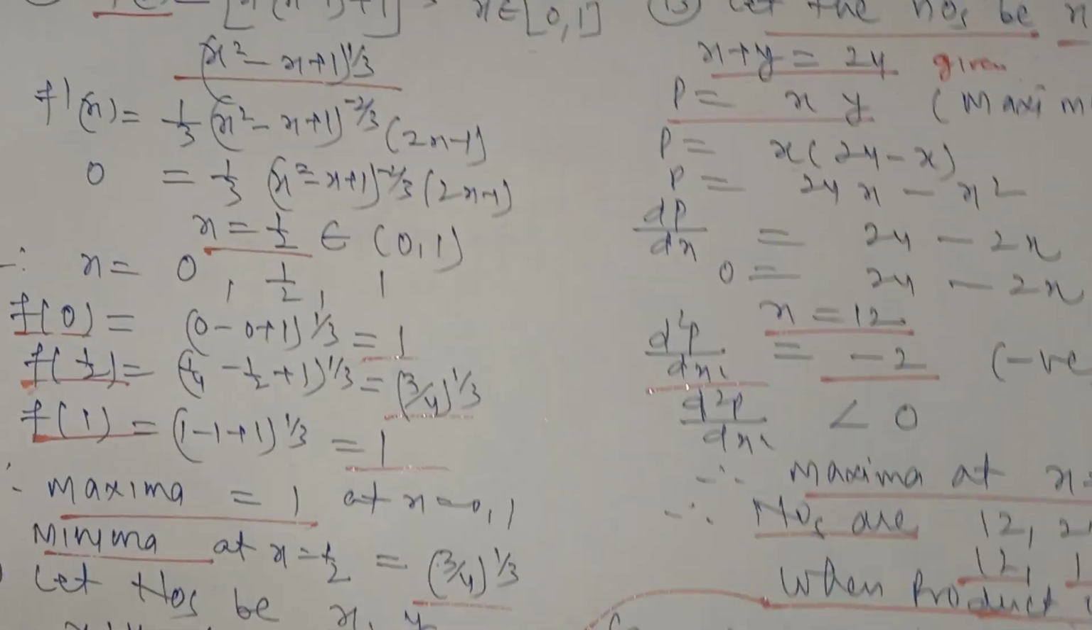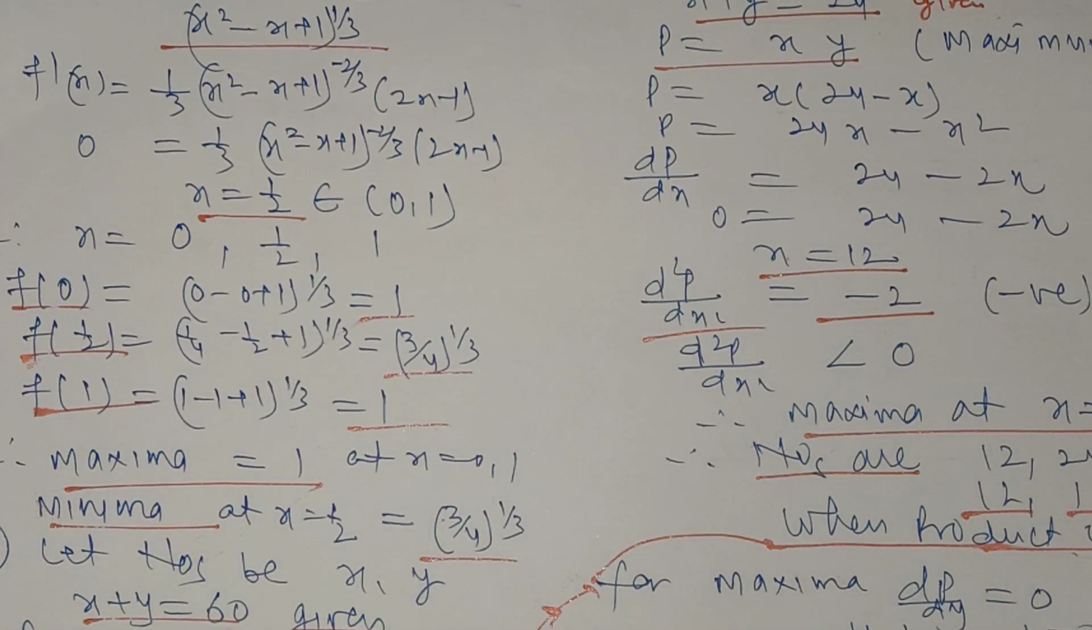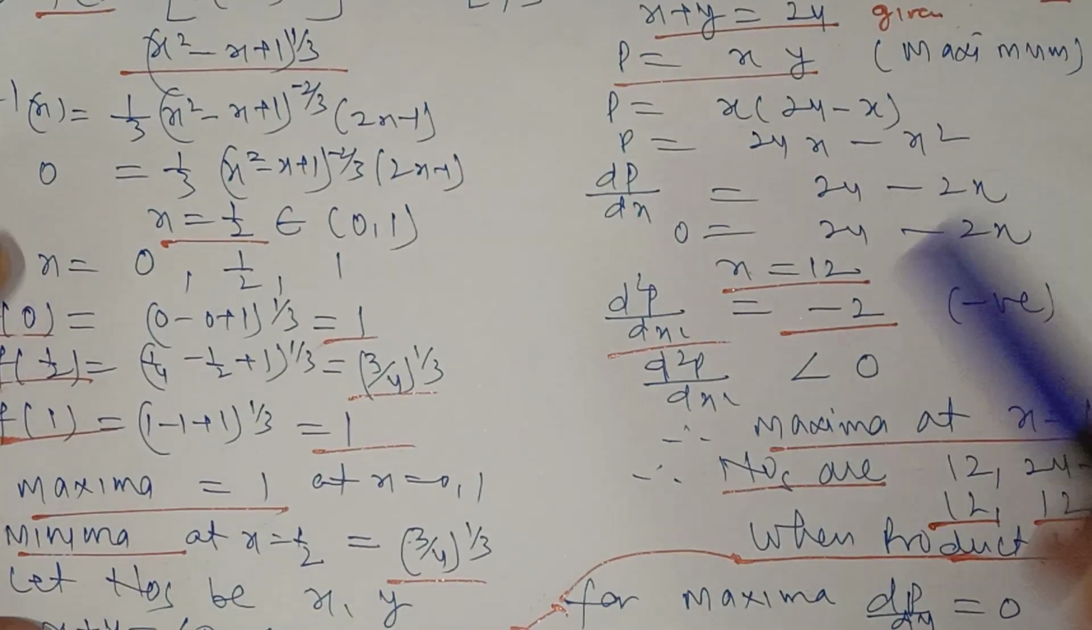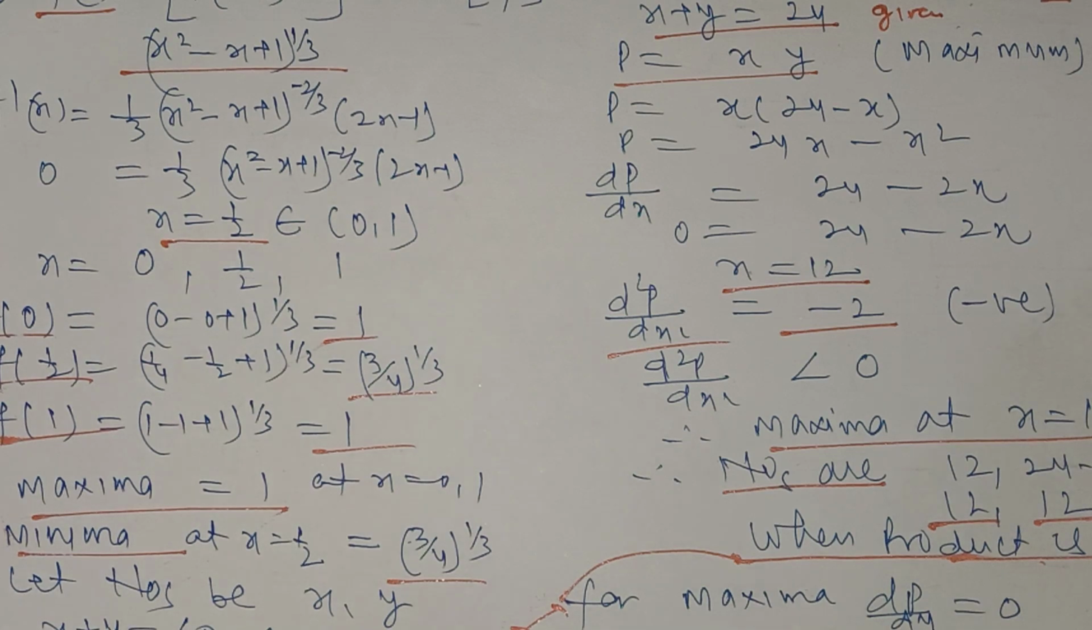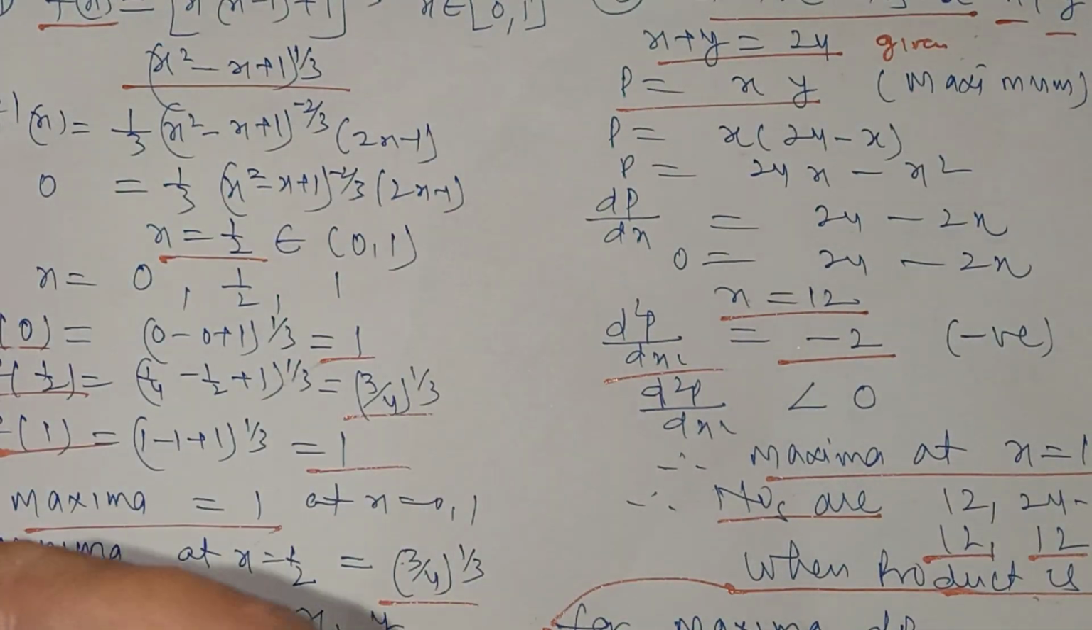Now from question number 13 onwards, we have the word problems based on maxima and minima, and these are very important questions because generally you will get a 6-mark question based on word problems of maxima and minima. So let us take question number 13. You have to find two numbers whose sum is 24 and whose product is maximum. It means you have to break 24 into two parts so that their product will be maximum.